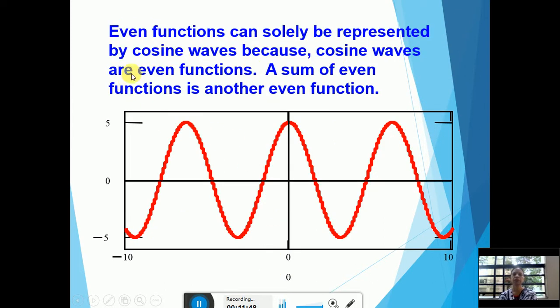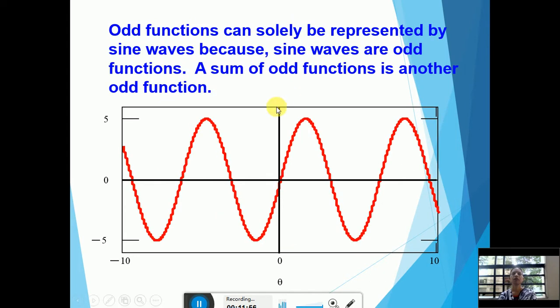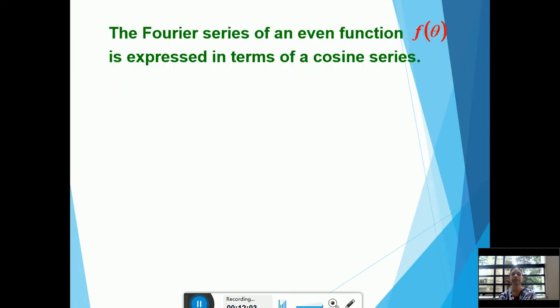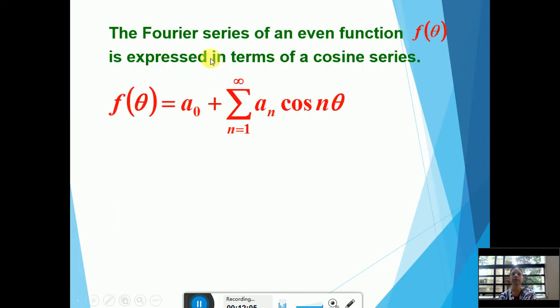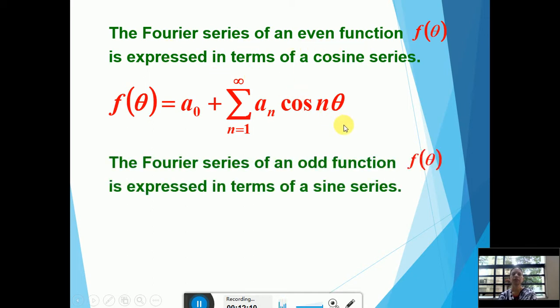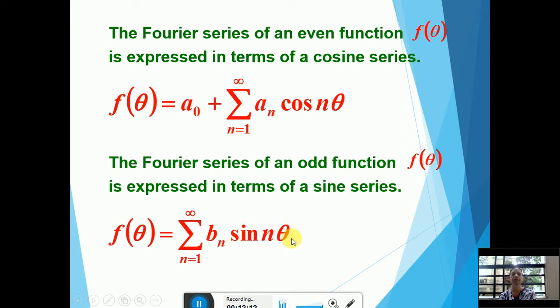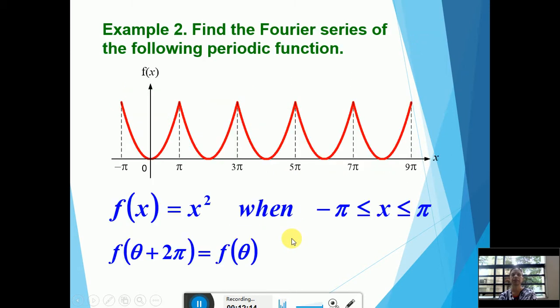Even functions can solely be represented by cosine waves, because cosine waves are even functions, and the sum of even functions is yet another even function. Odd functions are solely defined by sine waves, because sine waves are odd functions. So the sum of odd functions is another odd function. So the Fourier series of an even function is expressed in terms of cosine terms. The Fourier series of an odd function is expressed in terms of sine terms.